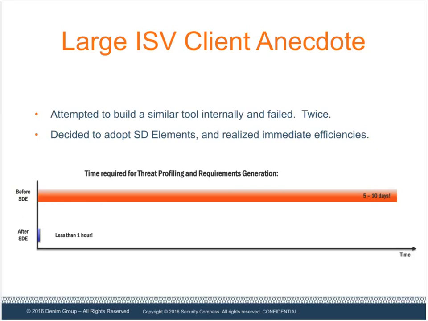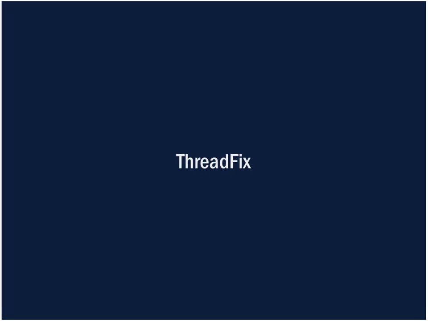Automating that in SD Elements with the smart profiling and the project survey reduced that task from one or two weeks down to less than an hour. So that also translated directly to cost savings and also efficiency savings. They can move forward with their product faster and improve the time to market. So that's a note on business value, and I will hand it over to Dan to talk about ThreadFix.